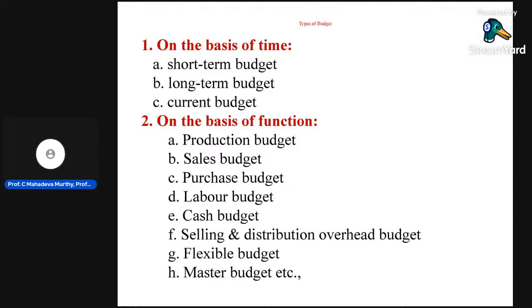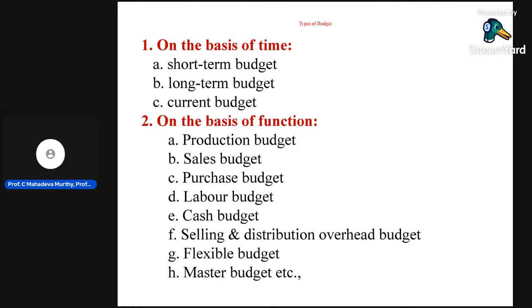Then purchase department, budget properly. How to purchase, when to purchase, where to purchase, how much to purchase, what is the cost of that purchase. Today it may be 5 rupees, tomorrow it may be 20 rupees. Yes, the purchase budgeting is most important. There it may be a short-term budget, or a long-term budget, or a current budget.